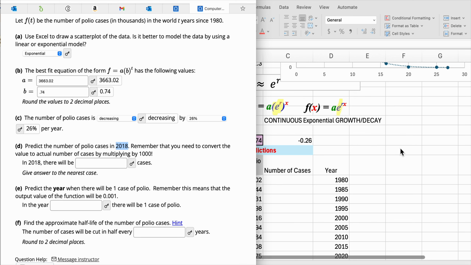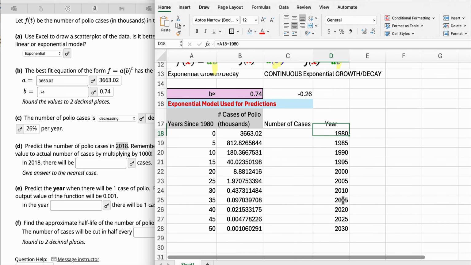So I could do a couple things. I put this extra column here to just show me what is the actual year, right? So I can just add 1980. So if I wanted to find out how many years is 2018, I could say equals 2018 minus 1980. That would be 38 years after. So if I look here, I don't have 38 in my input, right? So I'm going to pick the cell closest to 38, and I'm just going to type it in, and then Excel will do the calculations.